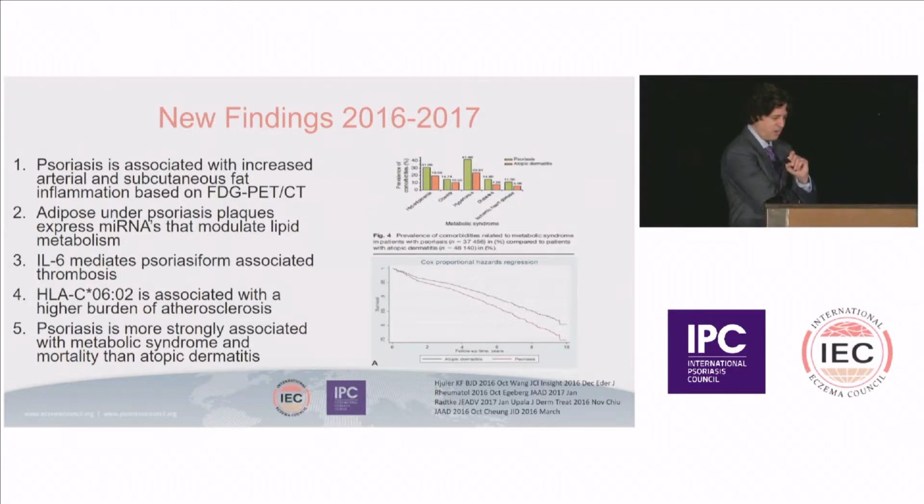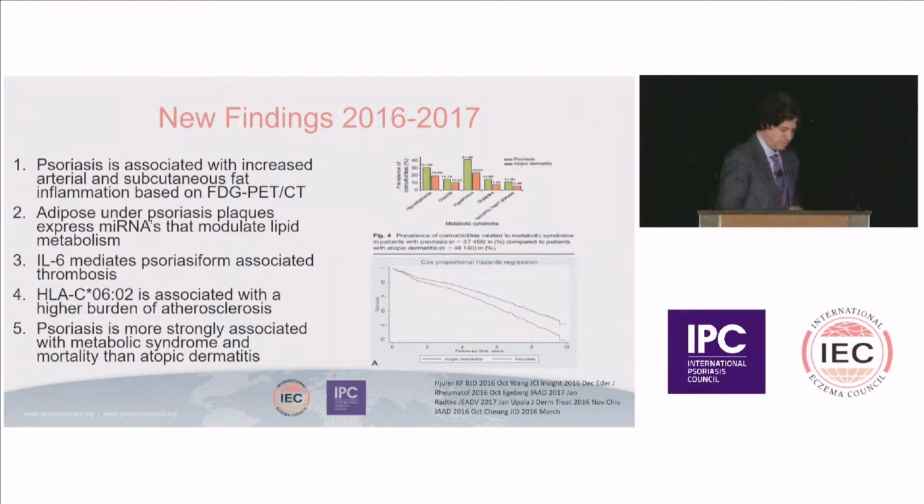Another group has shown that psoriasis is associated with increased arterial inflammation on these PET CT scans, but also that this extends into the subcutaneous fat. And then another group showed that the adipose under psoriasis plaques expresses microRNAs that modulate lipid metabolism. So there may be an epidermal adipose connection here that brings cardiometabolic disease together.